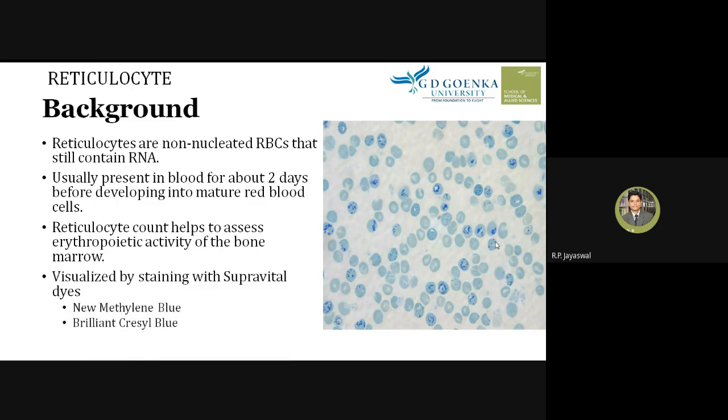Okay, we can visualize reticulocytes by staining with supravital dyes or supravital stain. The stains we usually consider are new methylene blue or brilliant cresyl blue. So these are the available stains that contain methylene blue or brilliant cresyl blue dyes. These dyes stain the RNA material present in the reticulocyte and help to differentiate reticulocytes from red blood cells.